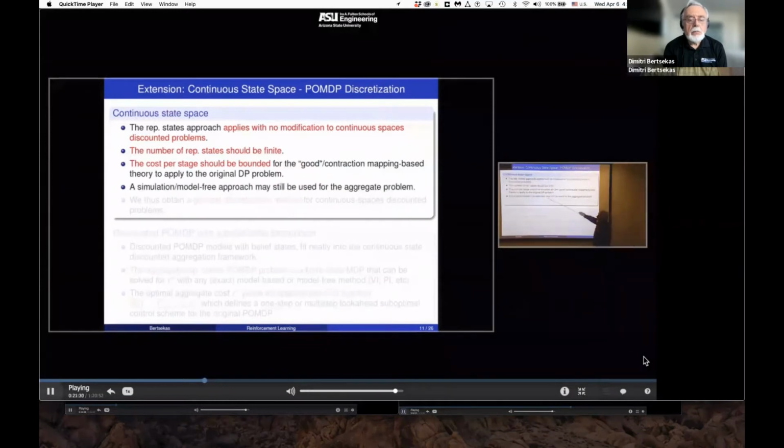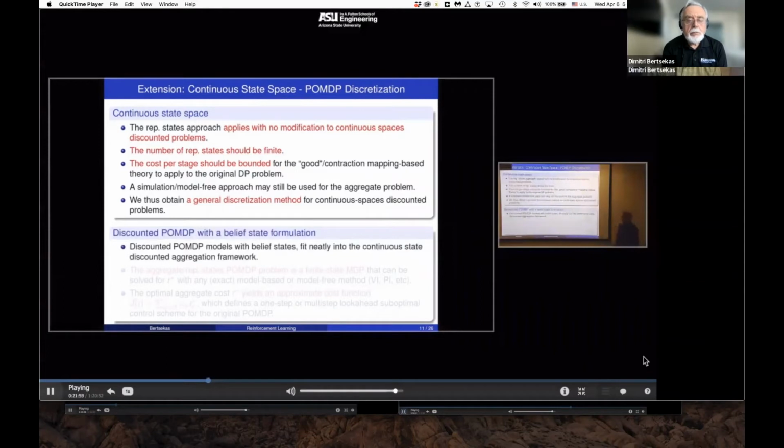We can still use a simulation based approach for solving the aggregate problem, because if we have a simulator for the original continuous space problem, we still have a simulator for the aggregate problem as well. So in this way, we have a general discretization method for continuous space discounted problems. And this can be quite useful in a number of contexts. And an important context where this is true is POMDP. Now, POMDP, remember, is finite state problems with partial state information.